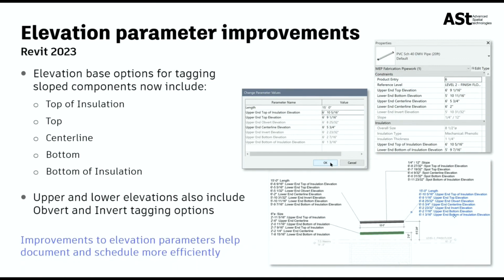This one is in response to a popular topic on the Revit Ideas Station. 2023 introduces new elevation parameter improvements for MEP segment tags. Elevation base options for tagging the upper end, lower end, and spot elevations of slope components now include top of insulation, top, centerline, bottom, and bottom of insulation. Upper and lower elevations also include obvert and invert tagging options.